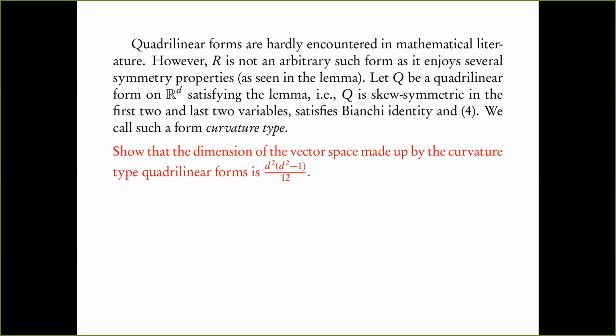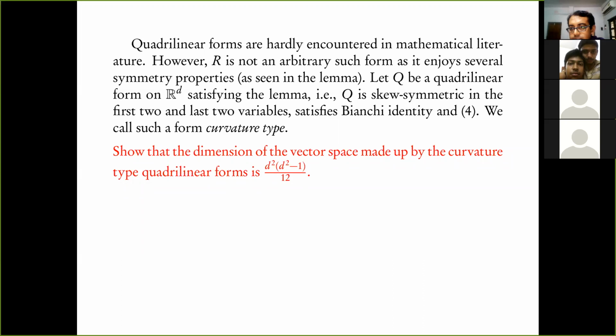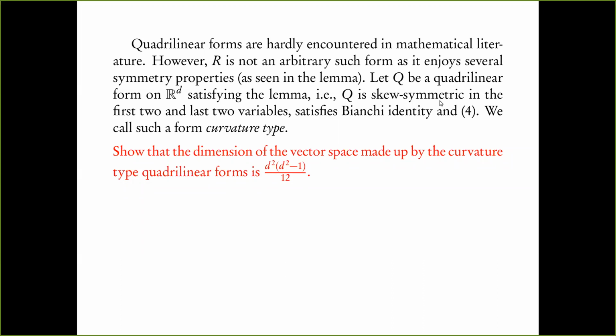So is the statement clear regarding what these quadrilinear forms on R^d are and what the exercise is? Okay. So it's essentially saying that you want to choose a basis and then you want to compute this on a basis, but there are lots of symmetries. So if you use the symmetry and you see why the 12 appears, you can just compute this and check this.